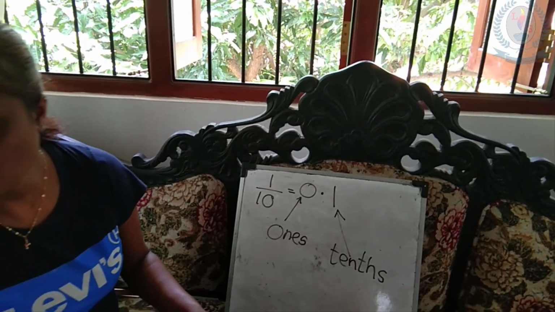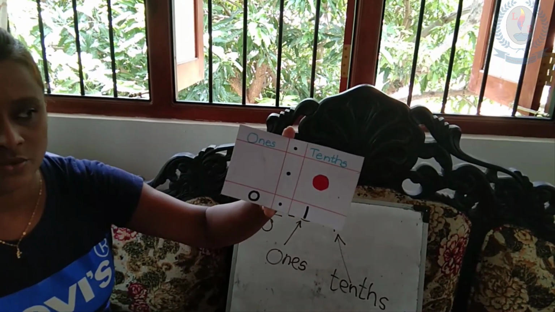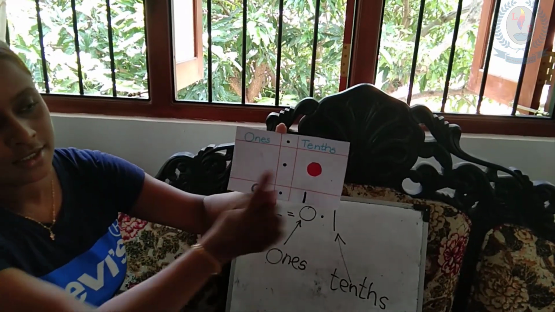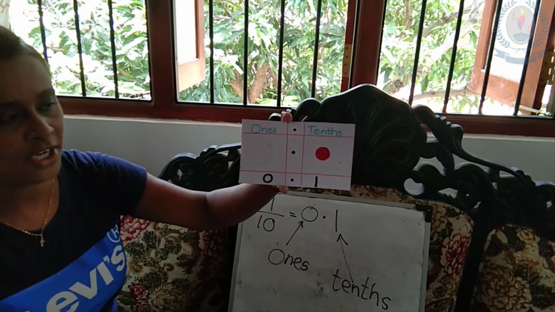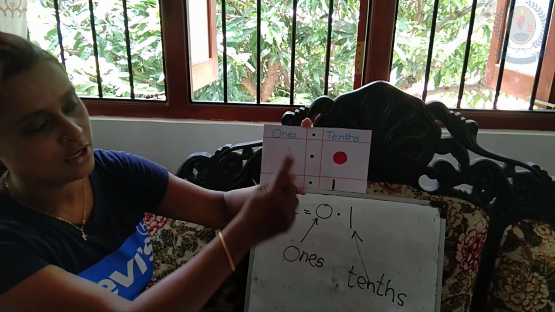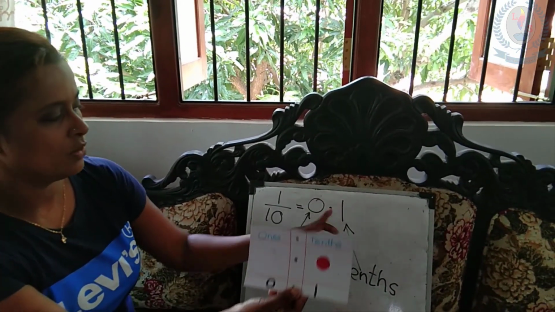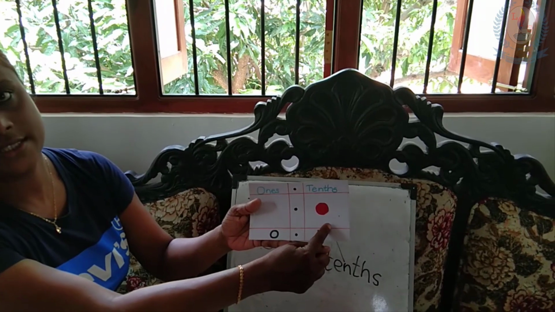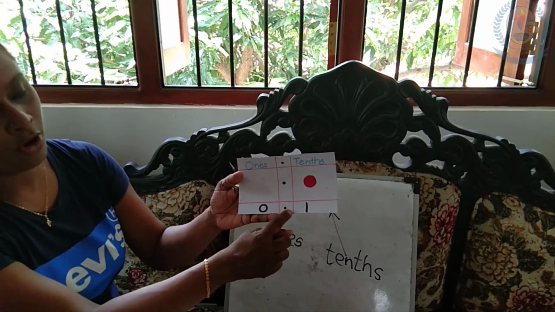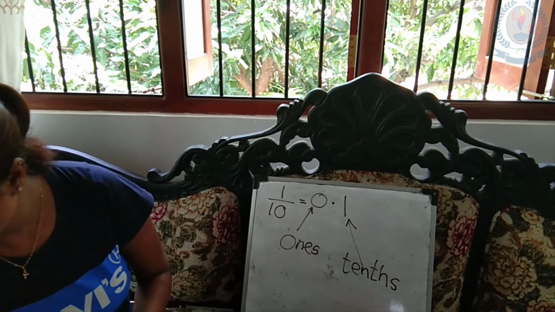And also I can show it using a place value chart. This is the place value chart. Here in the middle there's the decimal point. Left side is ones, right side is tenths. No ones, so nothing is there. 1/10, 0.1. I will take another example.